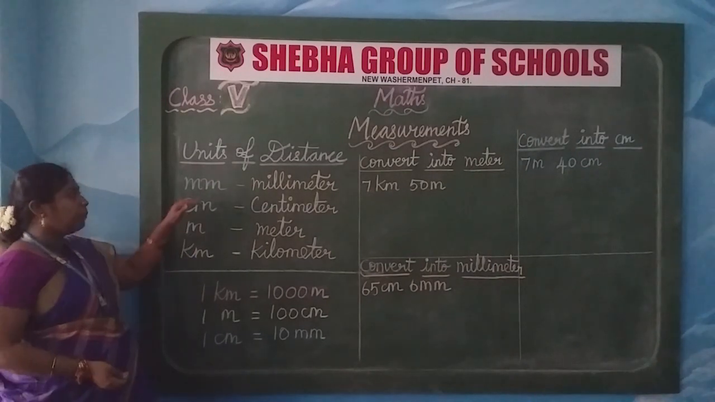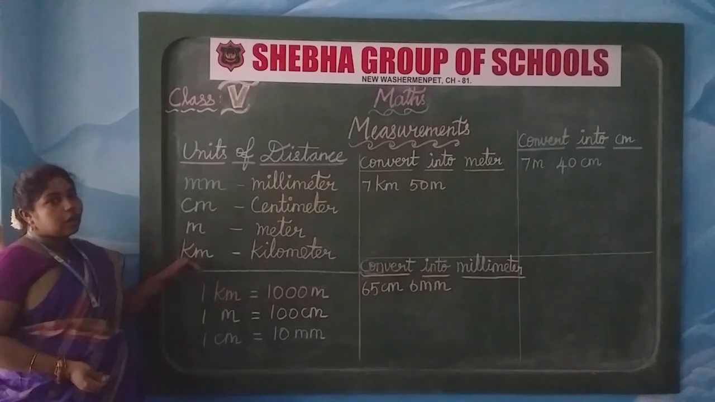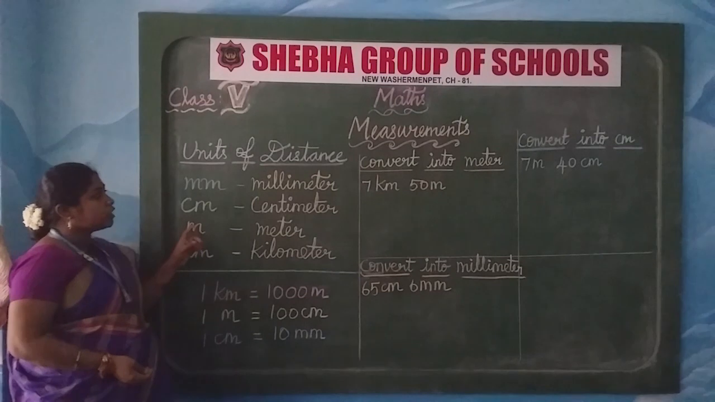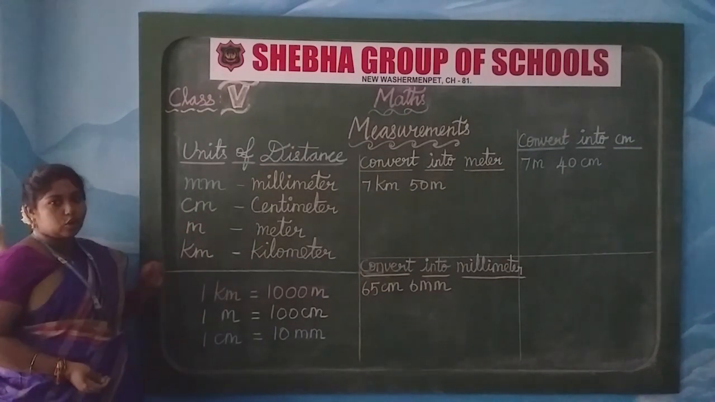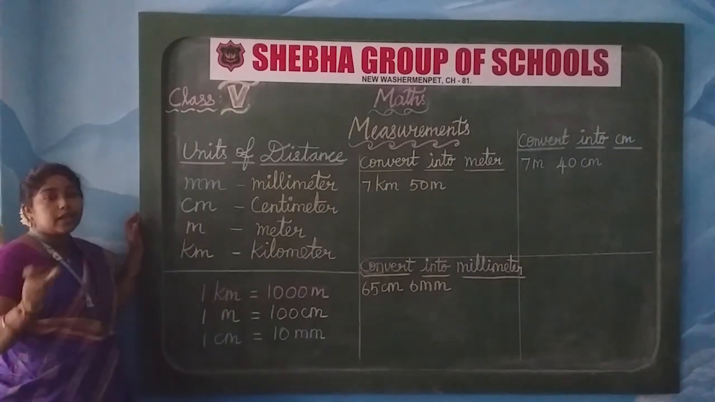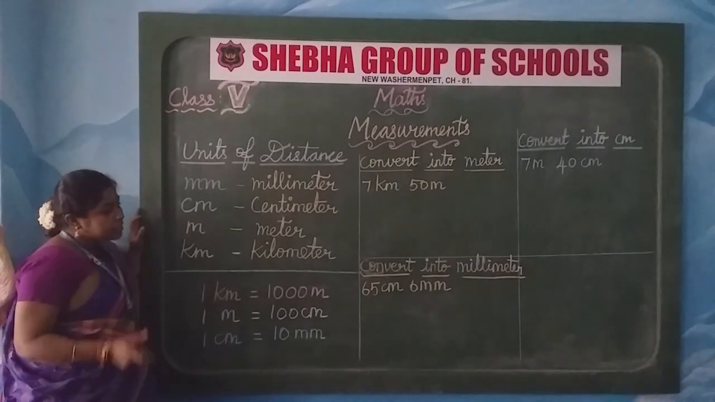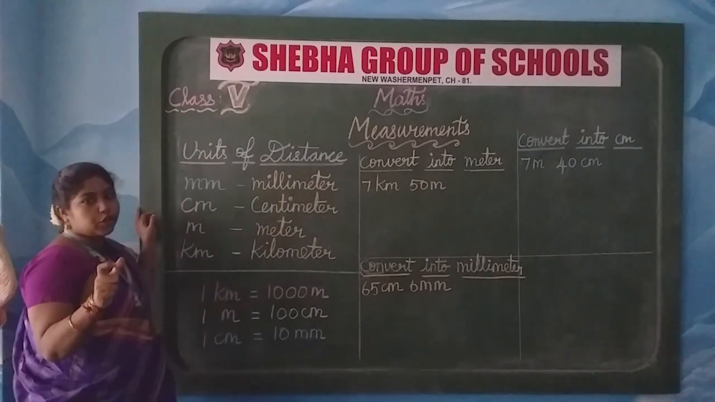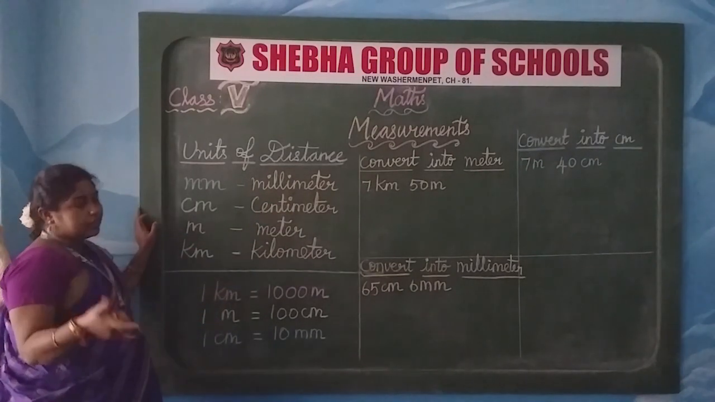So we find millimeter, centimeter, meter and kilometer are used to measure distance. The kilometer is considered the biggest unit of distance. Millimeter is the smallest unit of distance.